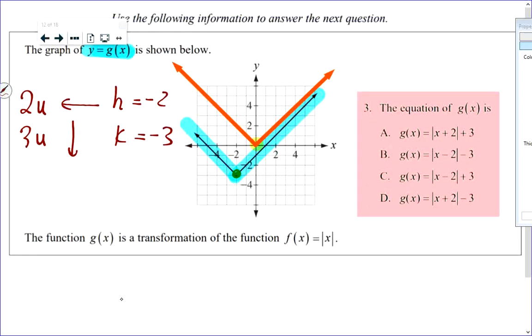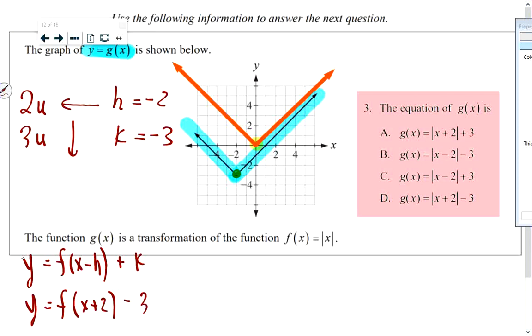When you apply h equals -2 and k equals -3 to this general template, y, the new function, equals f of x minus h plus k, what we end up with is y equals f of x minus -2, which would be x plus 2, and then plus k, well, k is -3, so we subtract 3. So that's the equation of the new function. Now, what are we going to do with that?